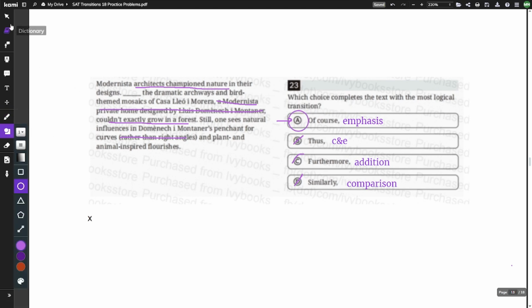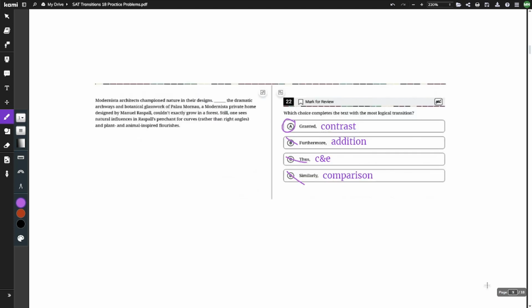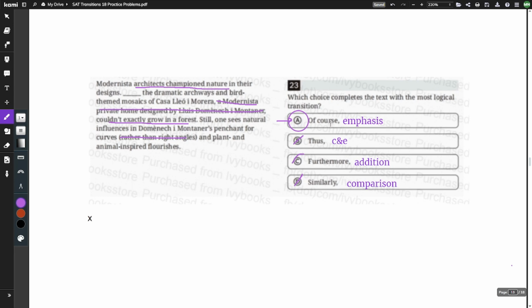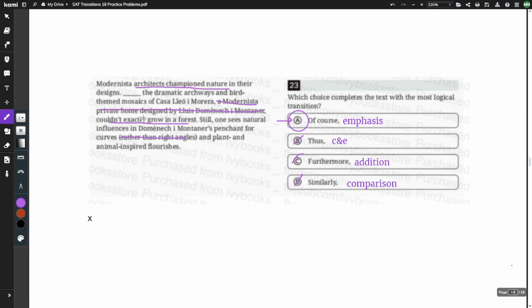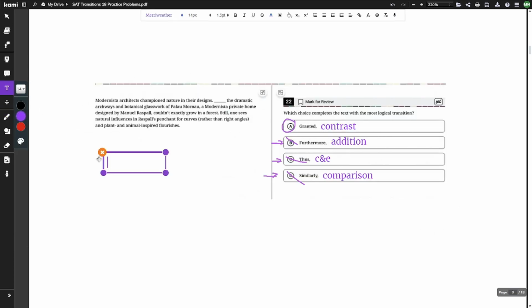Now, I've been holding off on saying this, but this question should look super familiar, and the reason for this is because it's actually the exact same question as number 3. The only thing they changed was the answer choices, and even then, furthermore, thus, and similarly, it literally stayed the exact same thing. The only thing that changed was this one transition word. This question was actually on the March 2024 SAT.